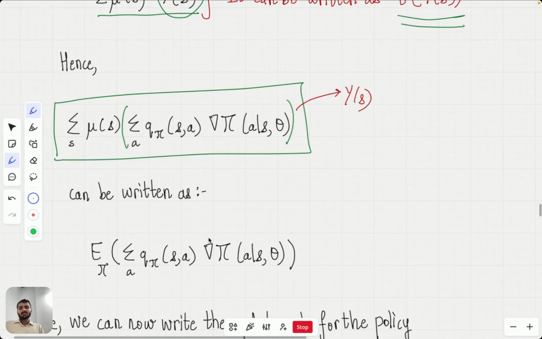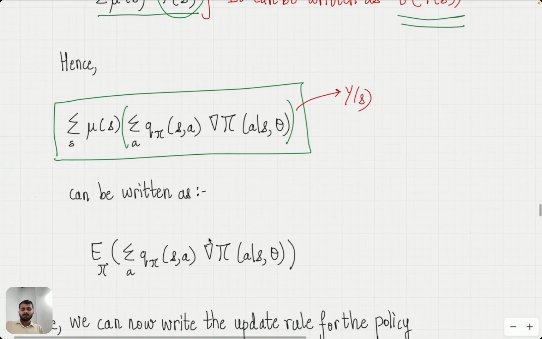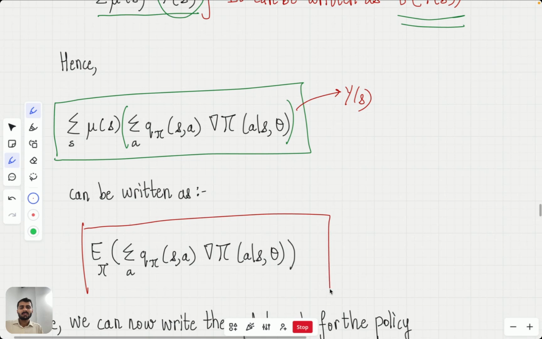So what you essentially say is, okay, I want to remove the summation over all the states outside this equation, and I want to say that this expression is equal to the expected value of the summation over all the actions, and inside the summation we have the action values and the gradient of the policy. So this is how the policy gradient theorem can be written.